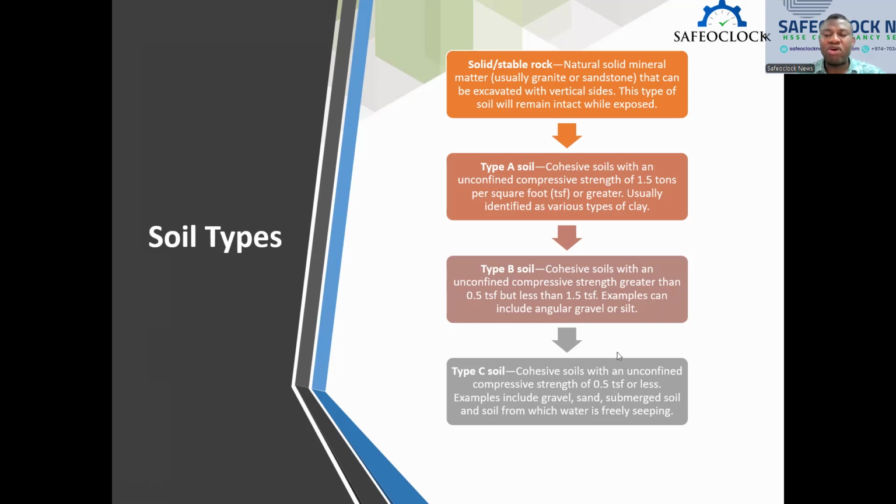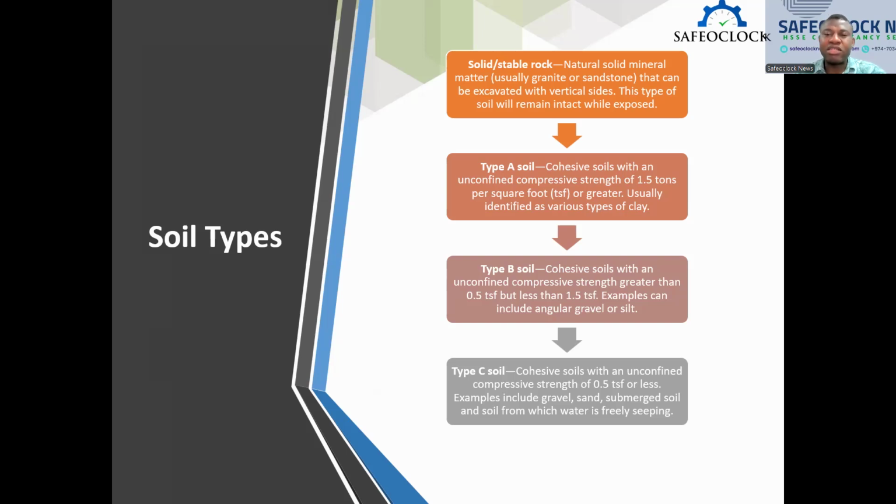Then the last type of soil is type C soil, which has a compressive strength of 0.5 tons per square foot or less. So this type of soil is referred to as type C soil. The type of protective system that will be implemented will be dependent on this soil test. That is why the competent person must conduct soil tests before the excavation is started or before the excavation gets up to 5 feet, which is where it will now require a protective system.